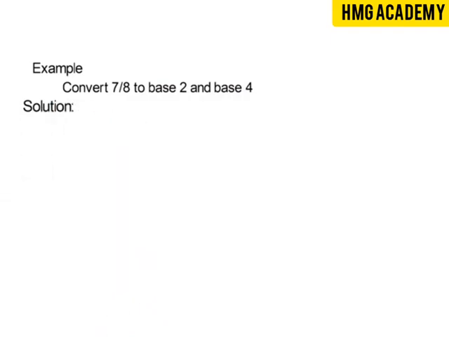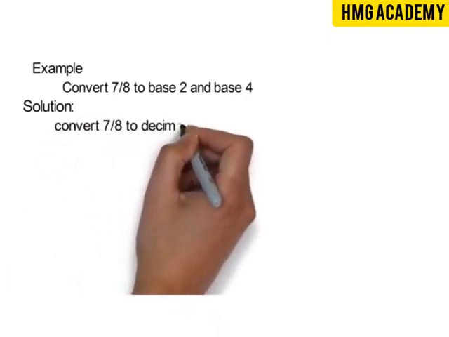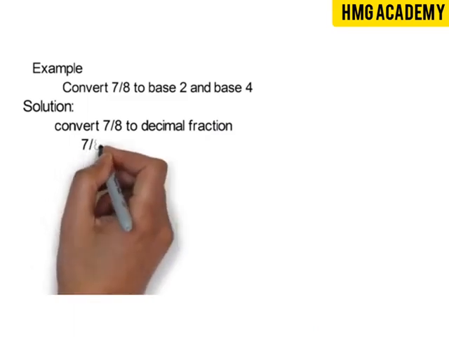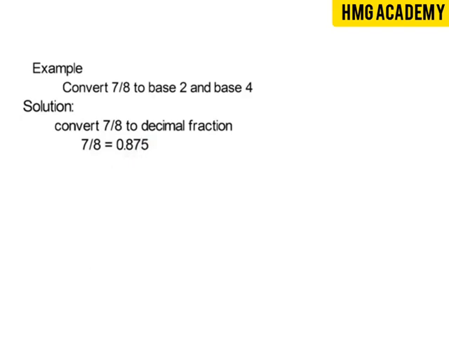Solution. Since 7 over 8 is a fraction, we convert 7 over 8 to a decimal fraction. So how do we convert it? By punching our calculator to get the decimal fraction. So I have 7 over 8 to be 0.875. Once we convert, we start multiplying by the base we are converting to, which is base 2.